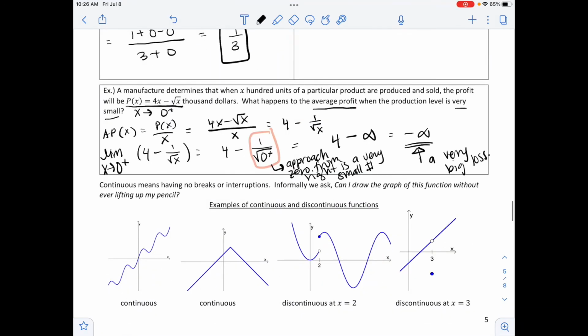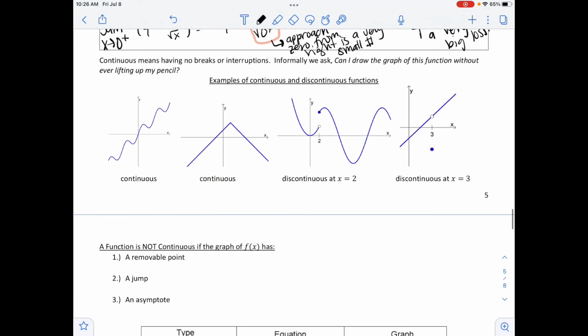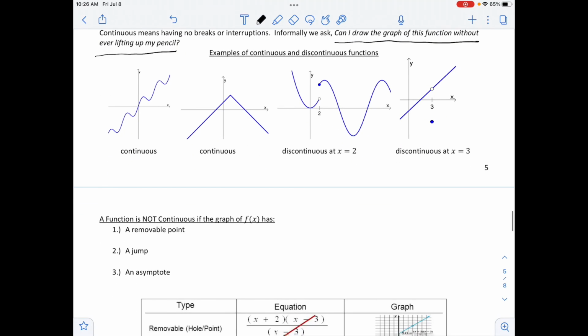Right below this, it says continuous means to have no breaks or interruptions. Informally, we say, can I draw a graph of this function without ever lifting my pencil? And so we have some examples of continuous and discontinuous functions. And so if you look at the first one, it's continuous. You can draw that graph without lifting your pencil. Likewise for the second one.